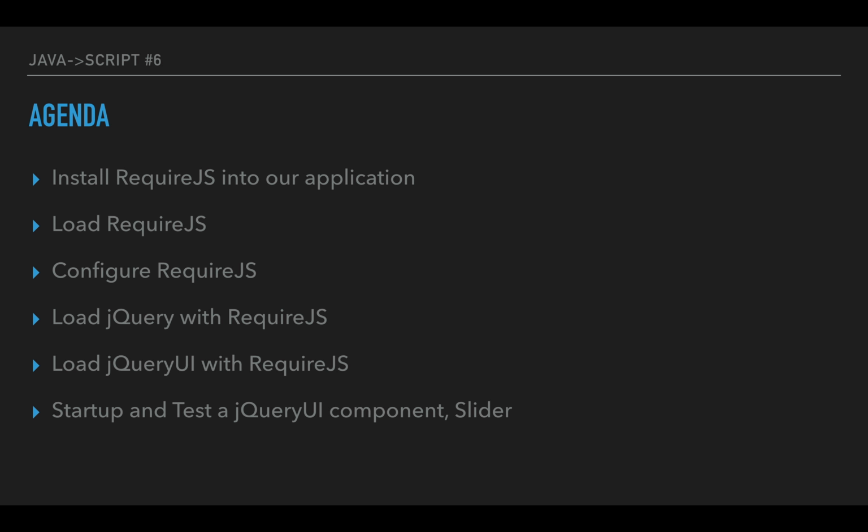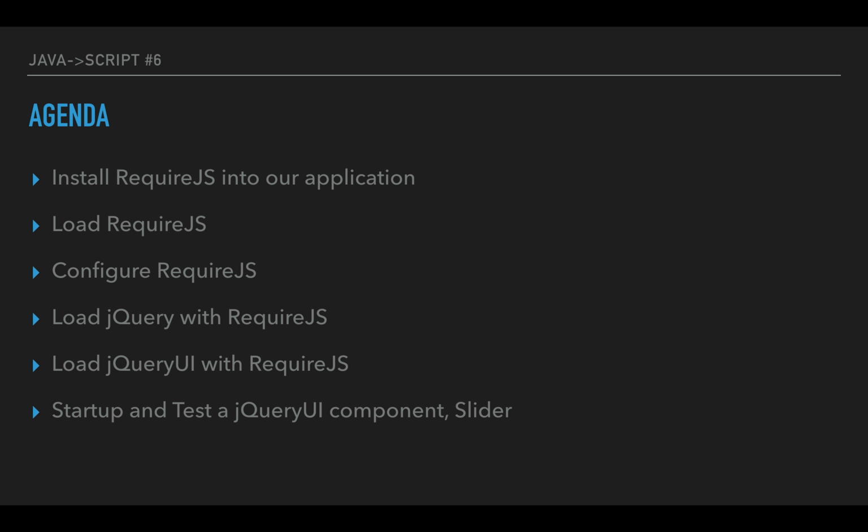As we have discussed, every single application must go through 3 different phases: load, configure, and run. So after we install RequireJS into our application, we need to load the RequireJS library. After that, we need to configure the RequireJS library, and then we'll be loading jQuery library with RequireJS since RequireJS is running at this point. And then we'll load the jQuery UI with RequireJS after jQuery is completely loaded.